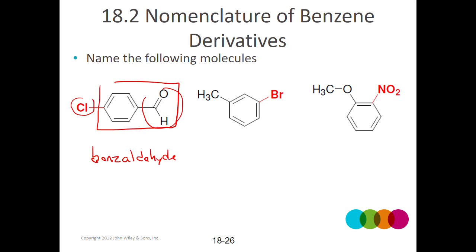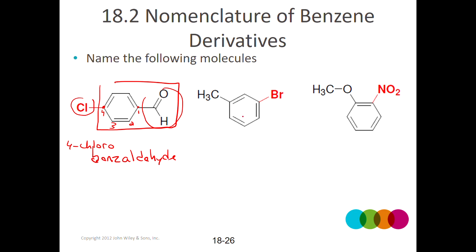That name is the parent name. It includes the ring and the aldehyde group, and it implies that the aldehyde group has to be on carbon 1. This is not carbon 1. Benzaldehyde requires that the aldehyde group be on carbon 1. And so I have to count around here, and then I get a 4-chloro. So 4-chlorobenzaldehyde would be the name of that structure.